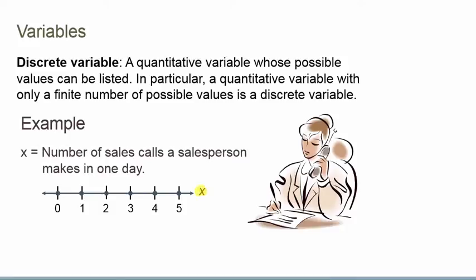We have our number line for x, and we have 0, 1, 2, 3, 4, and 5 as our data points. And then we have dots representing the number of calls made in one day. They're whole numbers. There's only 6 dots. That's a finite number.